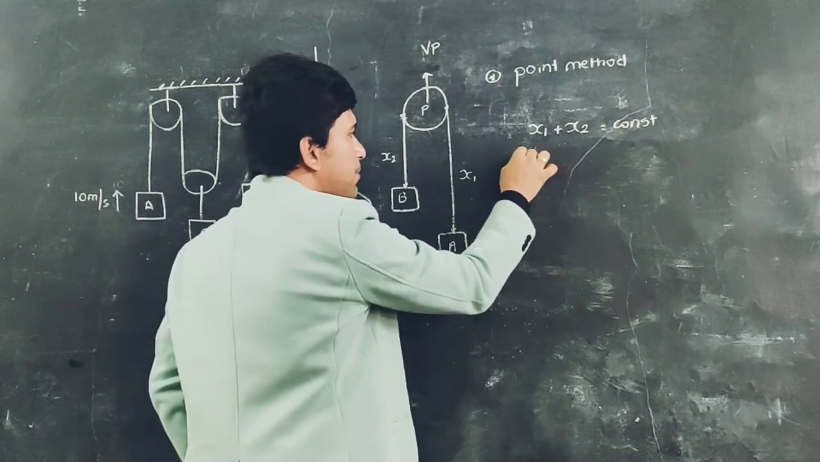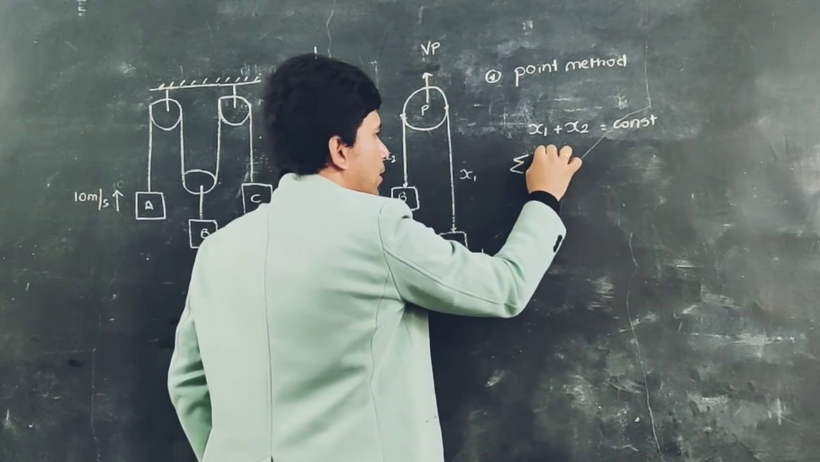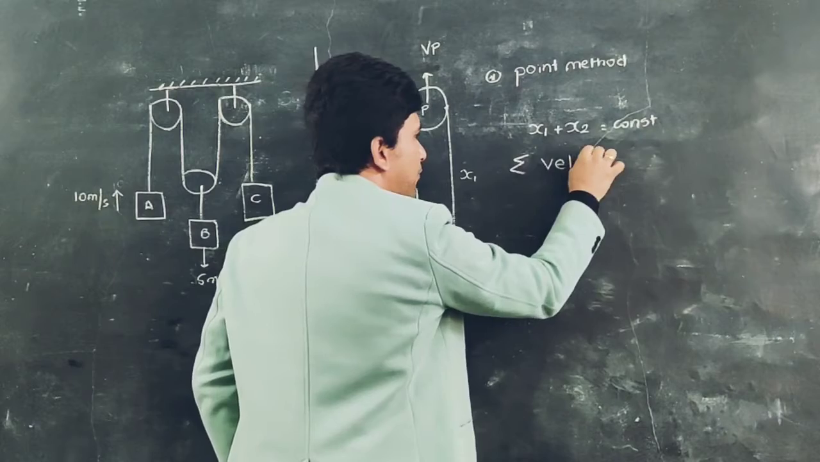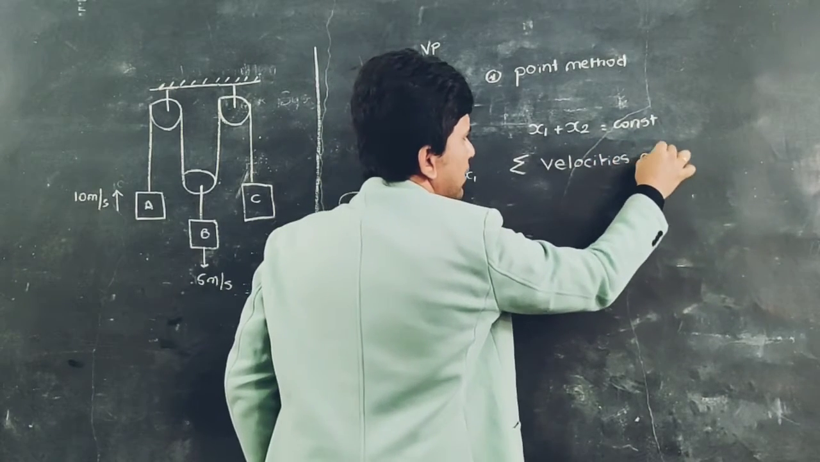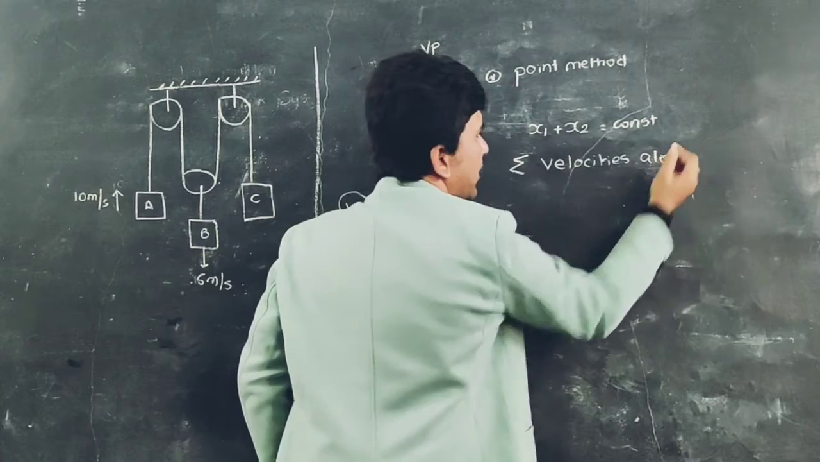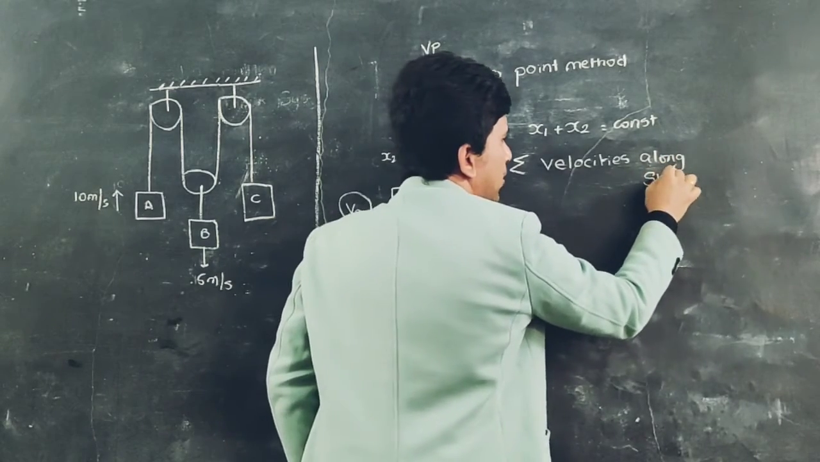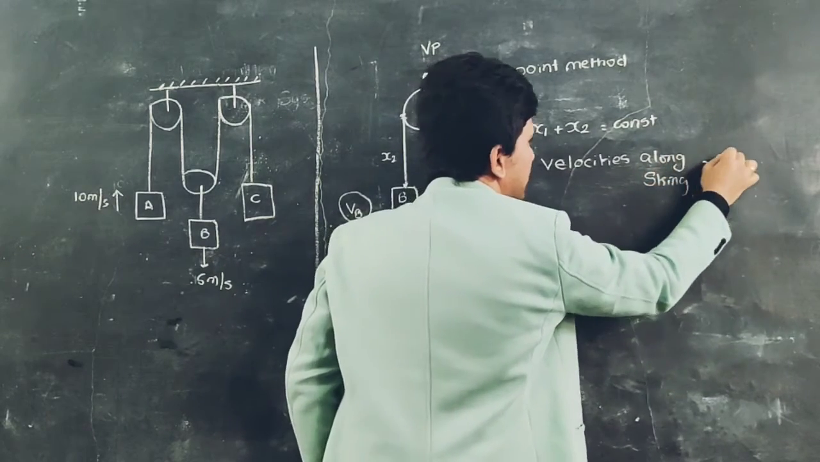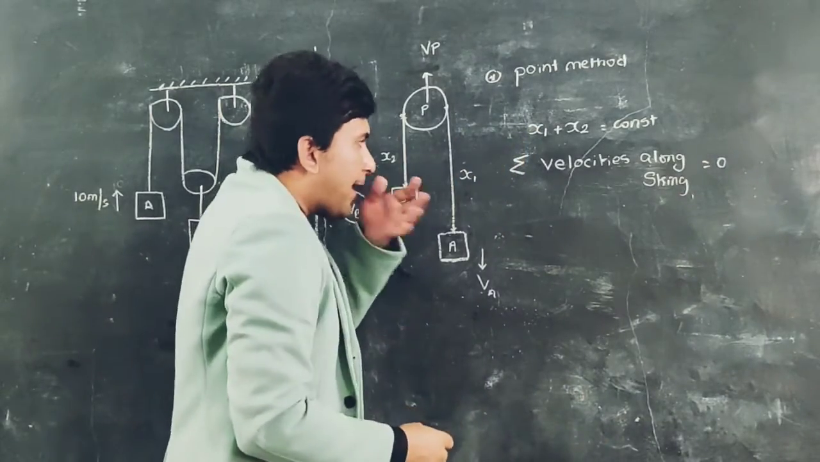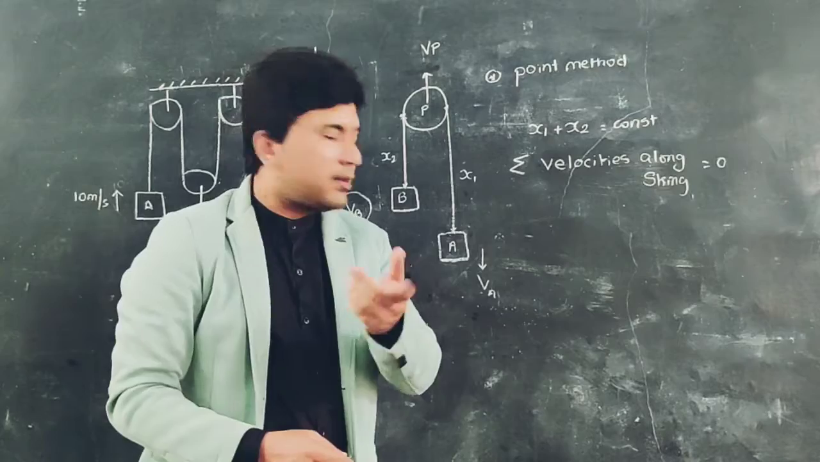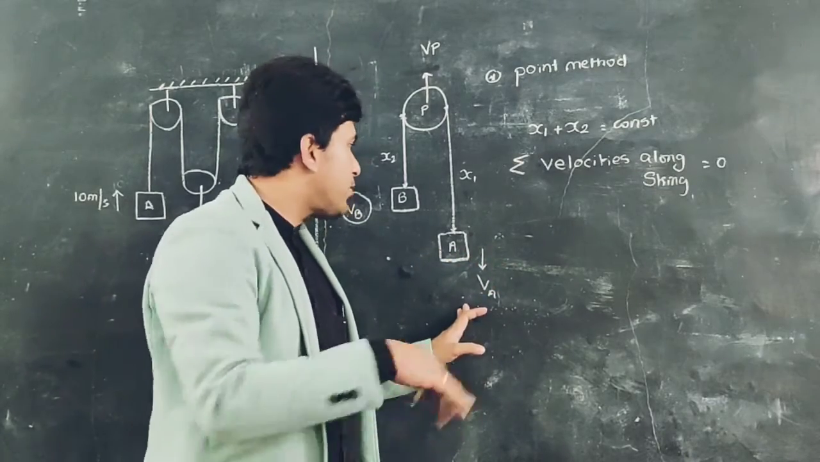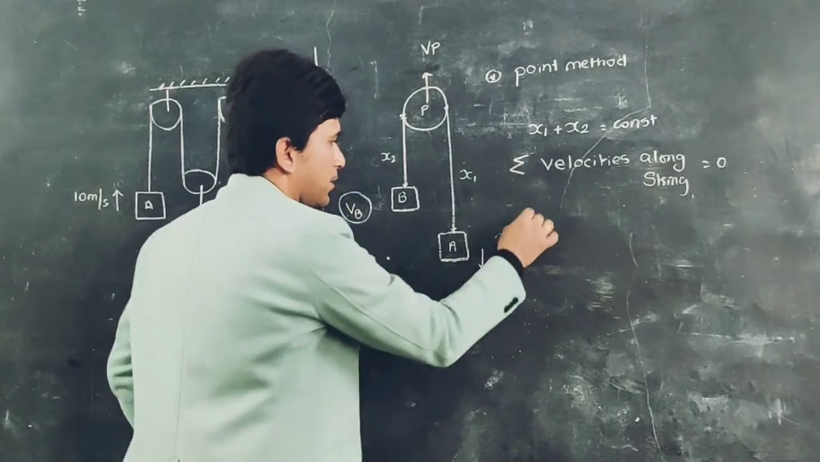That means the sum of velocities along the string should be equal to 0. If it is trying to increase the length, keep positive. If it is trying to decrease the length, keep negative.